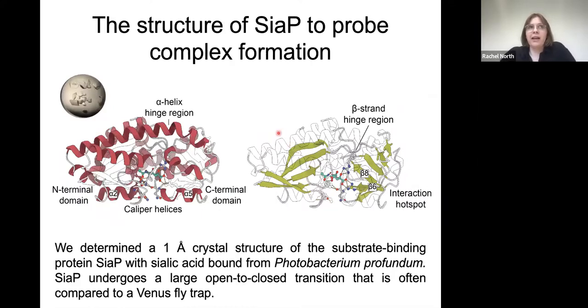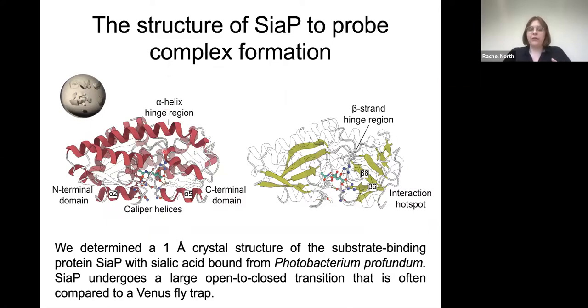So to probe and to understand complex formation in more detail, we took an alternative approach to trying to get a complex with EM. To do this, we solved the structure of the SiaP to model it later in complex with the SiaQM. So we have these really beautiful crystals up here that diffracted to 1 angstrom by X-ray crystallography. And in our structure, we had sialic acid bound. This structure is for SiaP from Photobacterium profundum, which is the cognate SiaP for the SiaQM structure that we solved by cryo-EM. SiaP proteins are comprised of both alpha helices and beta strands, and they're described as having 2 domains, an N-terminal domain and a C-terminal domain.